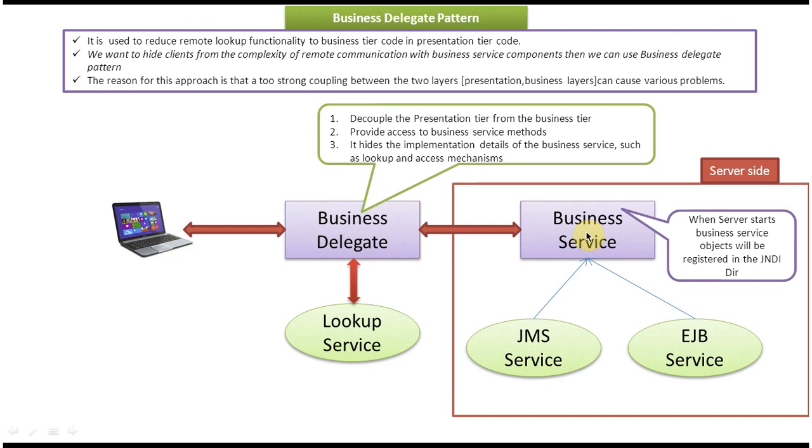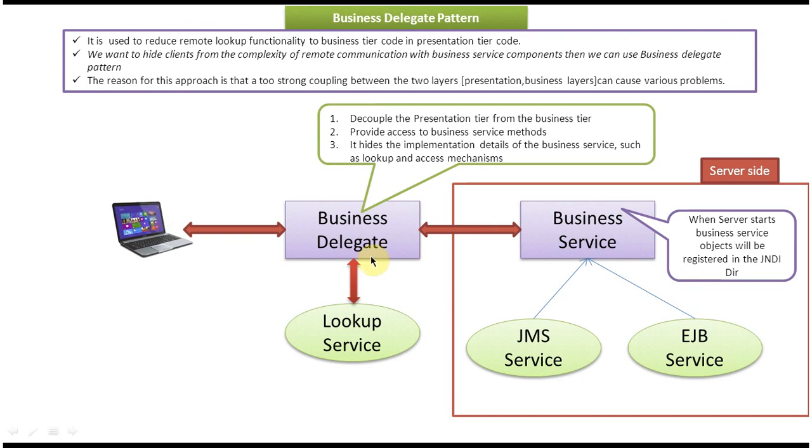So why do we need to decouple? Suppose this business delegate layer is not there, then the business service remote lookup code, we have to write it in the presentation tier. So the coupling between the presentation tier and business services will be more, and that will create a lot of issues. Suppose we have written some business service lookup method in the presentation tier. Then whenever some changes happen on the business service side, we have to make changes in the presentation tier. So the coupling will be more, and it will create a lot of issues.